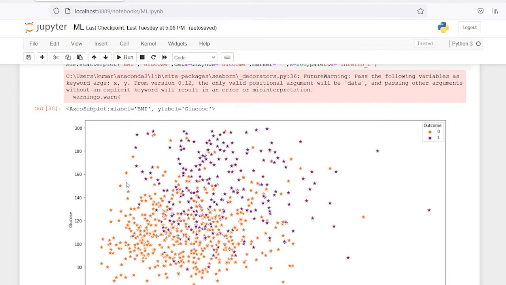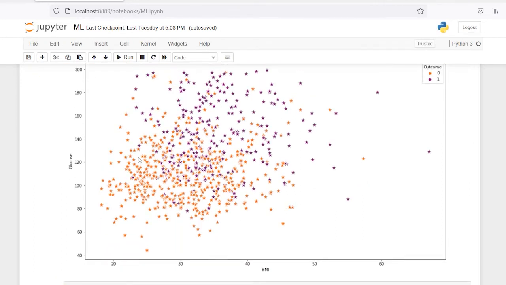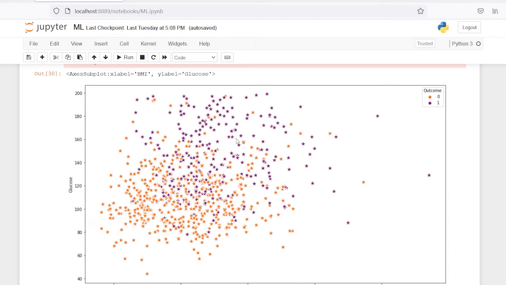Somewhat the same relation can be seen in the glucose and BMI relation. A higher BMI also meant that the person had diabetes, and we have seen that glucose is always highly related. So a higher glucose had higher diabetic chances.